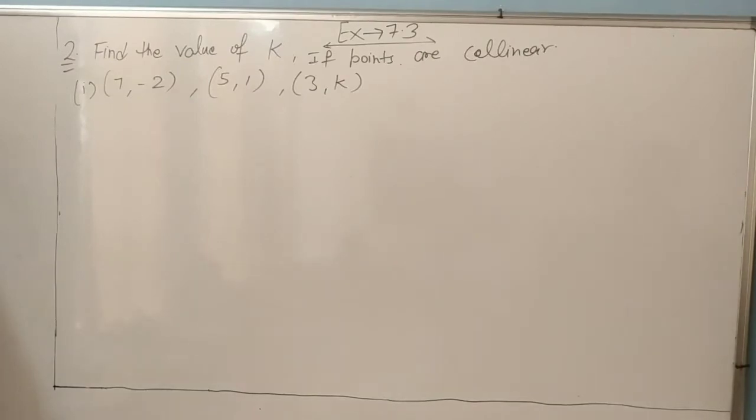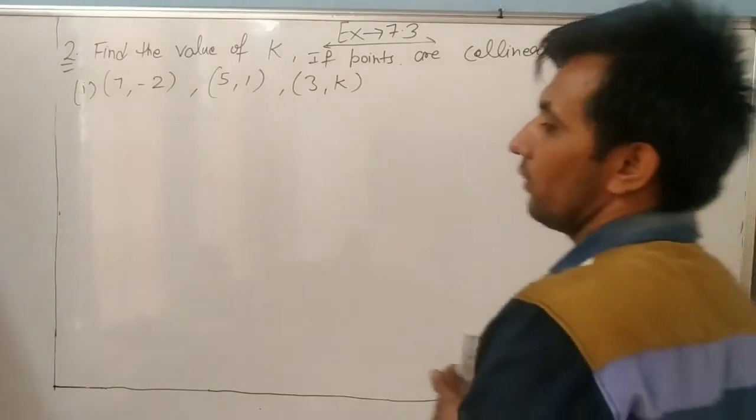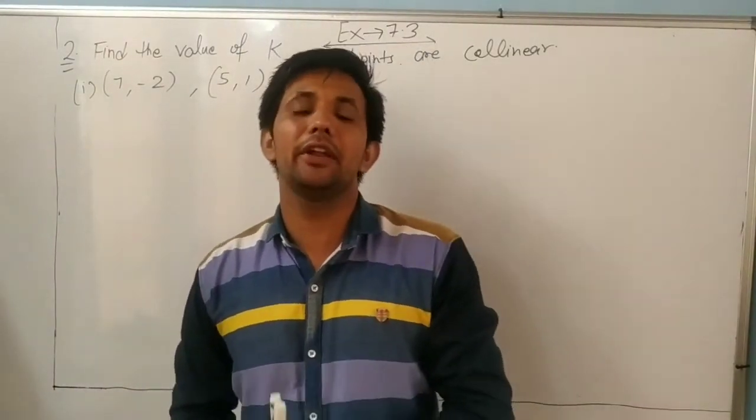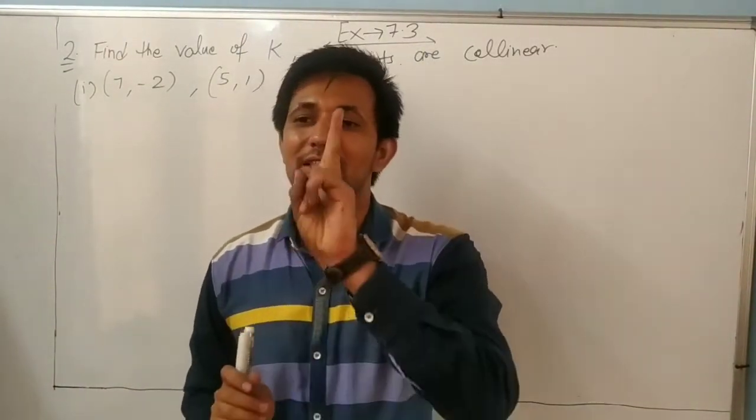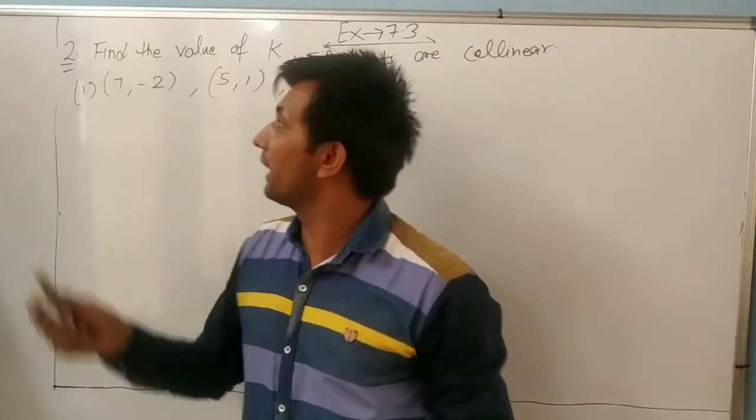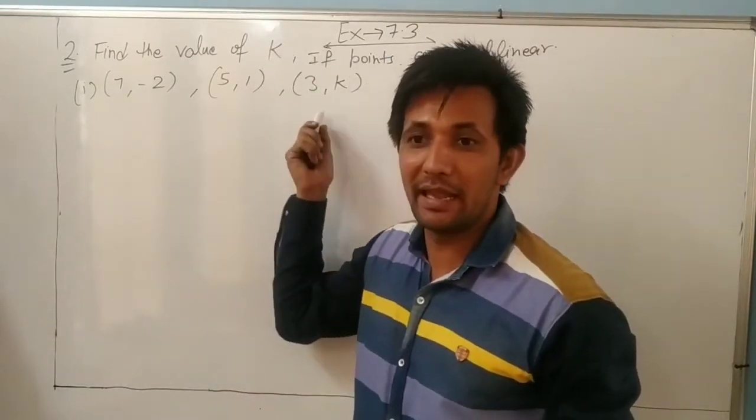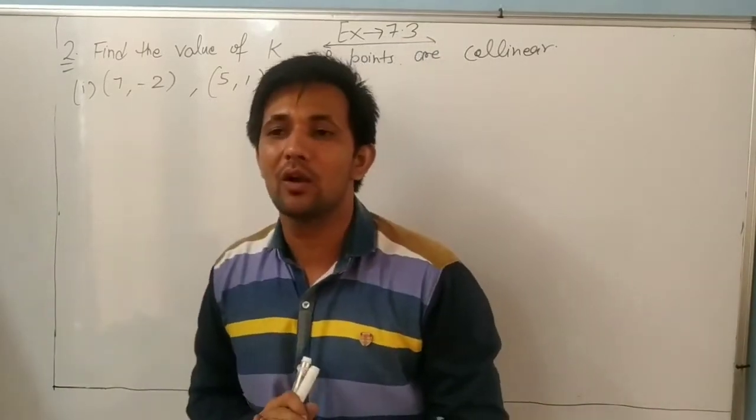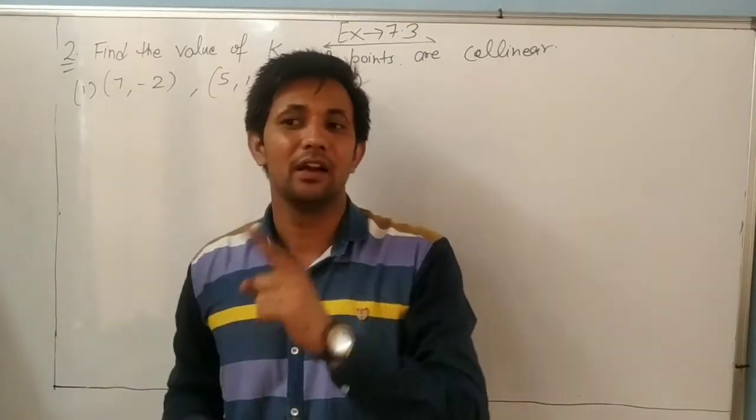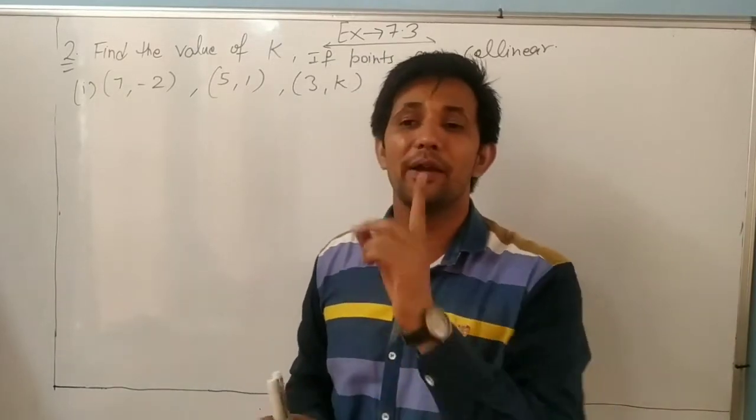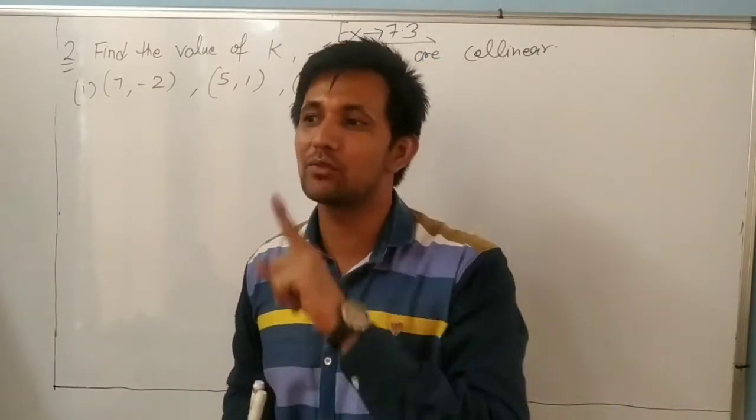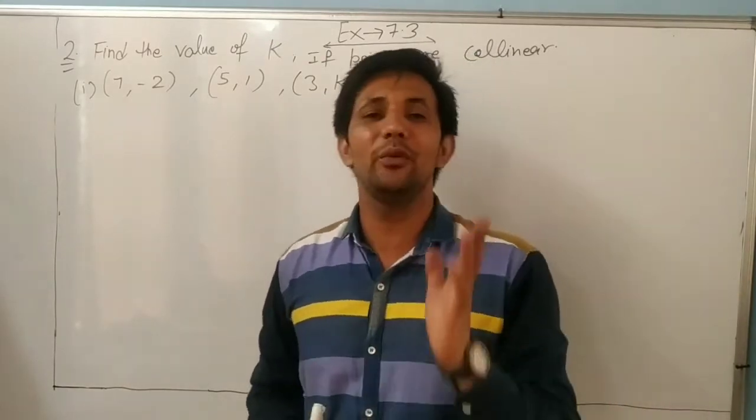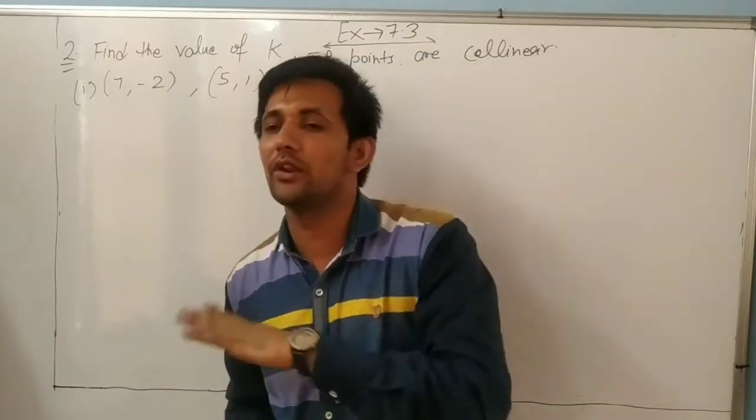So now, dear, we have already learned we can check the collinearity of 3 points. We can check by 2 methods. One is we will find their area. If the area of these 3 points is 0, it means the points are collinear. Or the second method, in the first exercise, by using the distance formula. Do you remember question number 3? Okay, by the 2 methods we can check whether points are collinear or not.